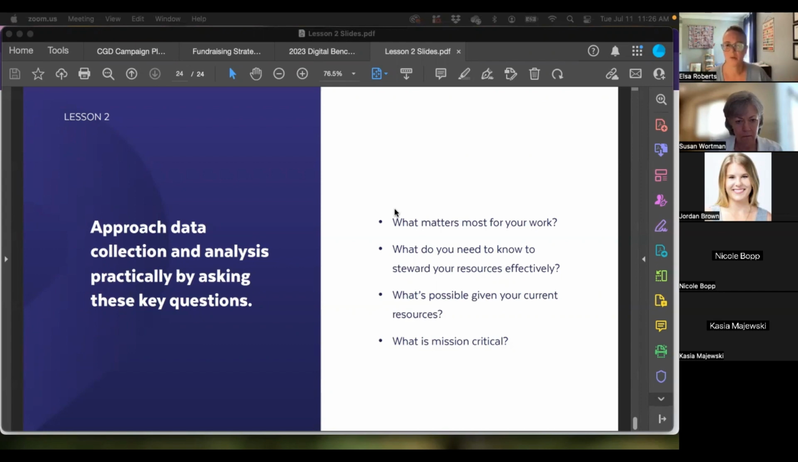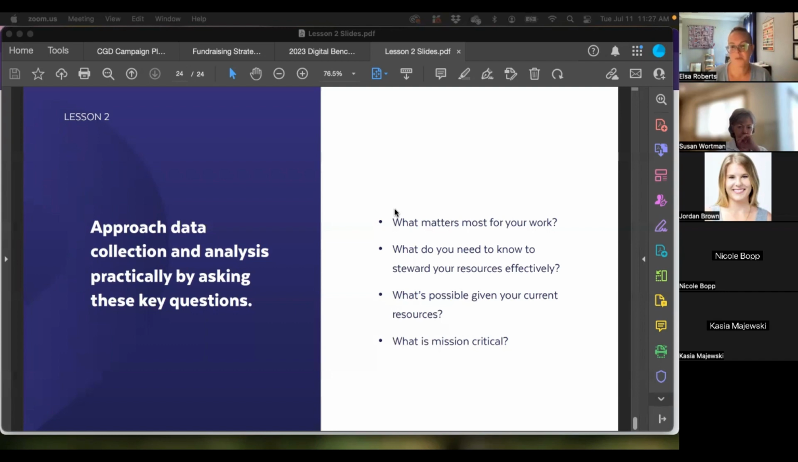First, I would ask, what matters the most for your work? So honing in, like we talked about, on the most critical data points to measure and paying attention to those. And as Jordan said, don't just collect data for the sake of it, collect only what is actually going to be actionable for you. And then the next question I would pose is, what do you need to know to steward your resources effectively? This is just another way of asking, what is the data that you really need to collect? But thinking about it from a bit of a different angle.